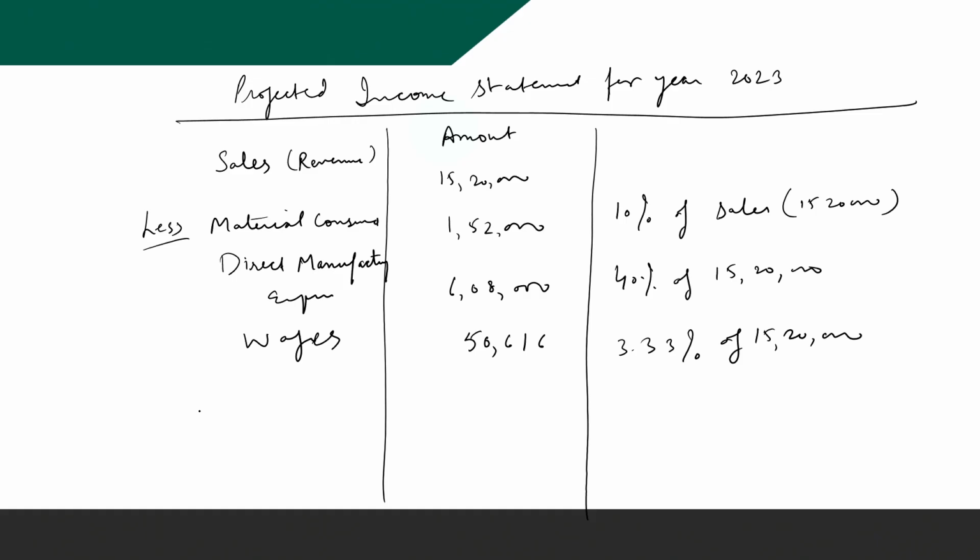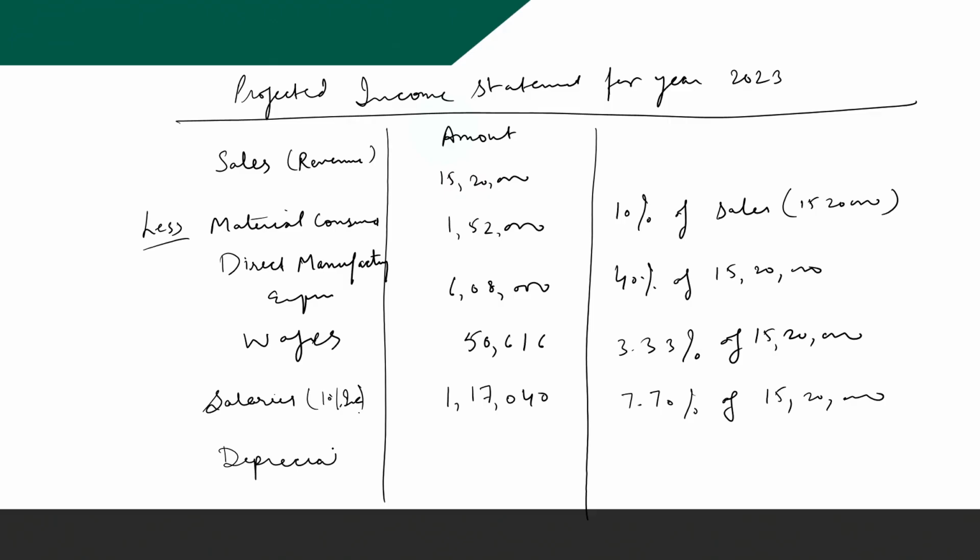Moving ahead, we have salaries, where we are given as additional information that there will be an increase of 10% in the salaries. So we take it as 7.70% of 15,20,000, which is coming to the figure of 1,17,040 rupees. Then we have no change in the depreciation, which was 3.33% of 15,20,000, coming to the figure of 15,616.